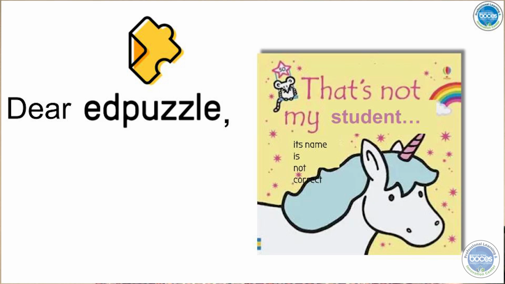So we had an issue come in where a teacher was trying to add a student to EdPuzzle from Google Classroom, but then when they looked, it wasn't the same student, and that left them saying, "Dear EdPuzzle, that's not my student. His name is not right." So let's see what we can do to check and see if students change their name in EdPuzzle.